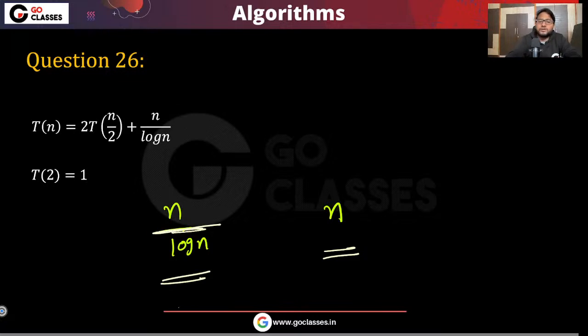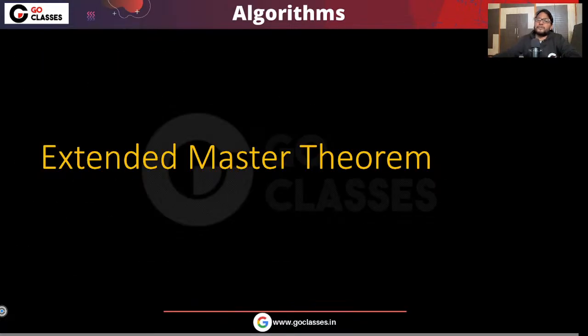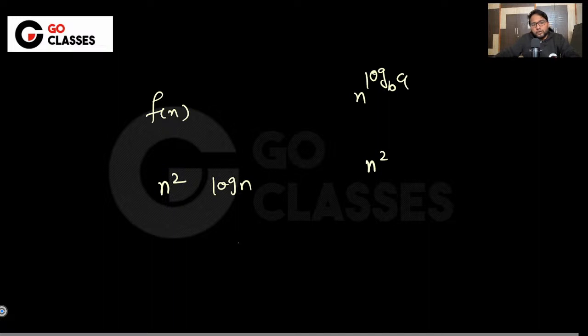So here, to solve these kinds of questions also, we have one theorem which is called the extended Master's theorem. I think in the GATE they have not asked questions where this f(n) is, let's suppose, n square log n and this is just n square, right? n to the power log base b of a is just n square. Then we know the answer using the generalized Master's theorem, which is theta of, you need to multiply with the log n. So log n into n square log n, right? You need to multiply using generalized.